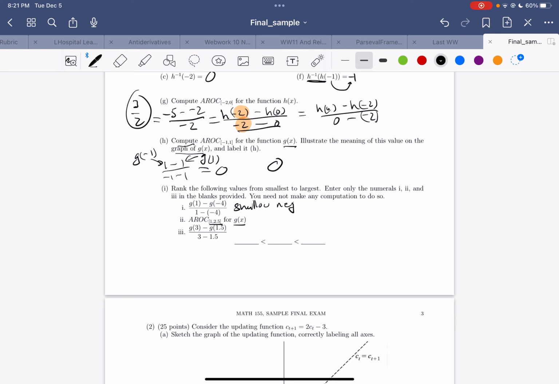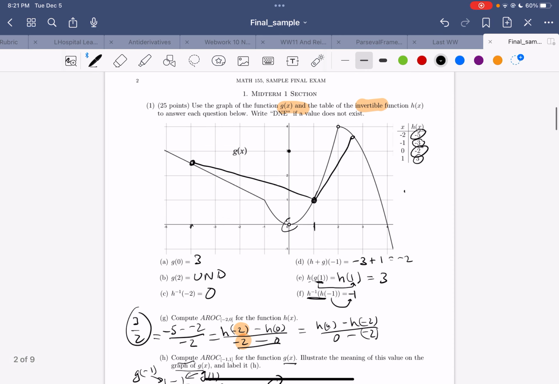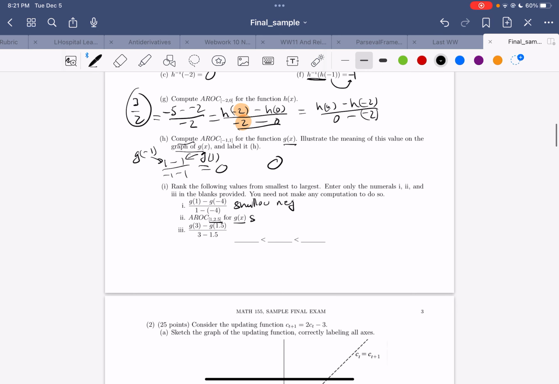1 to 2.5 of g. Okay, so 1 to 2.5, that's like this. That's a pretty steep positive. Okay, so it's like a steep positive.